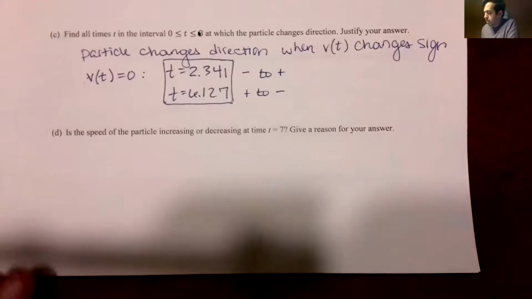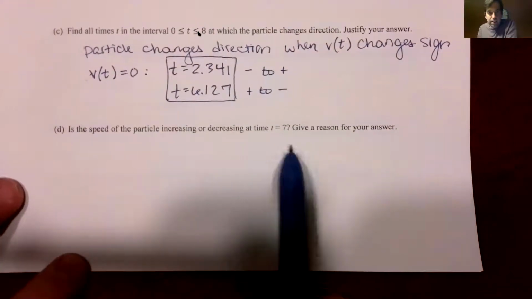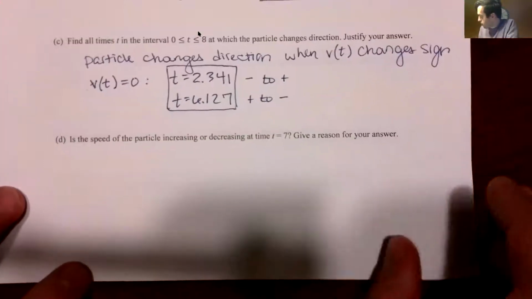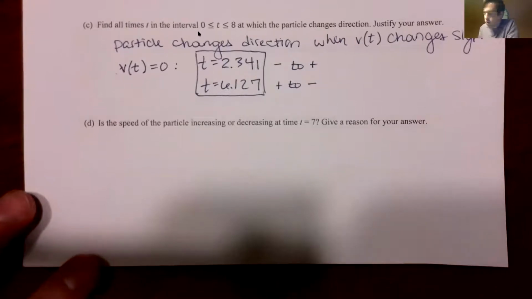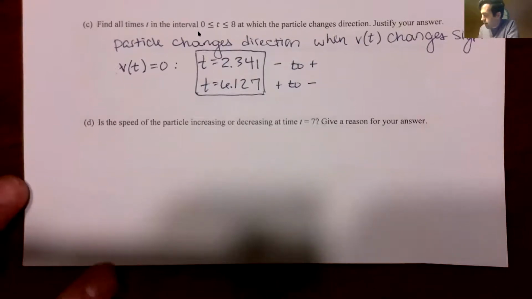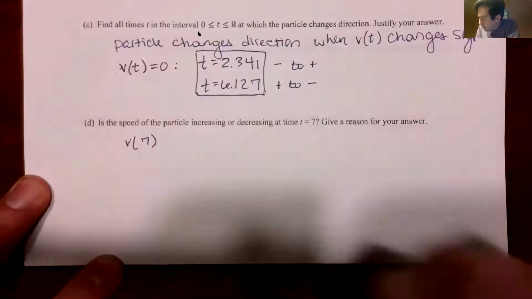That brings us to letter D. Is the speed of the particle increasing or decreasing at time t equals 7? Give a reason for your answer. So this is really asking, are we speeding up or are we slowing down? And to figure this out, we need to find the velocity and the acceleration at t equals 7.